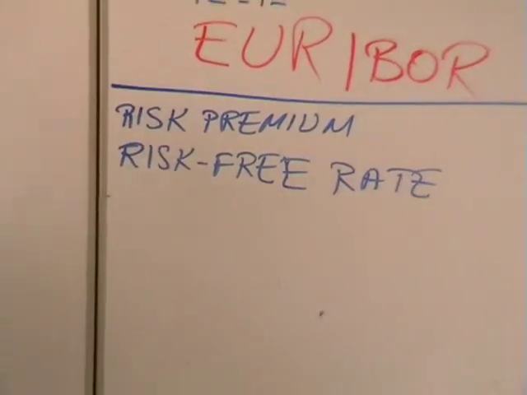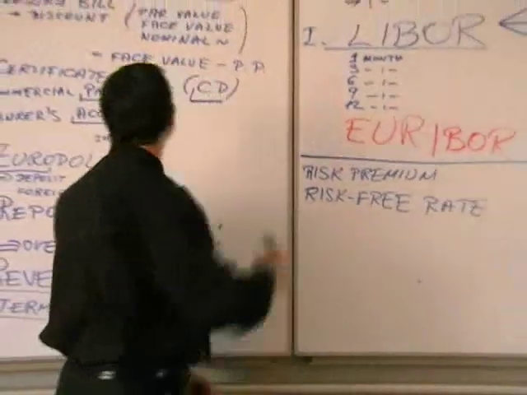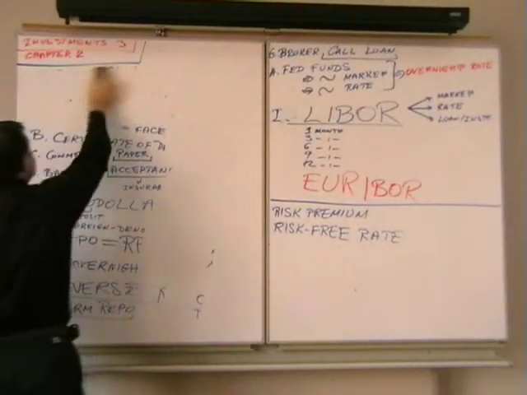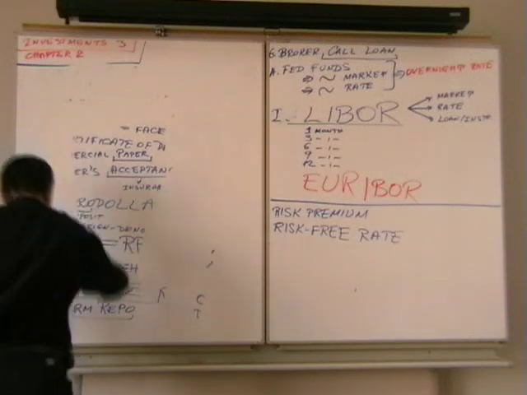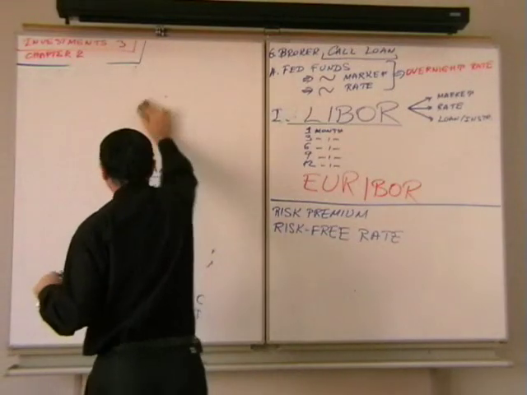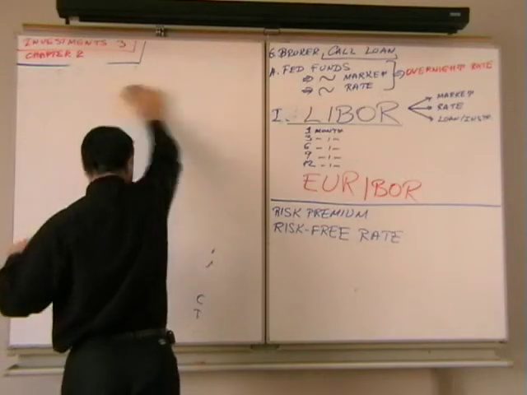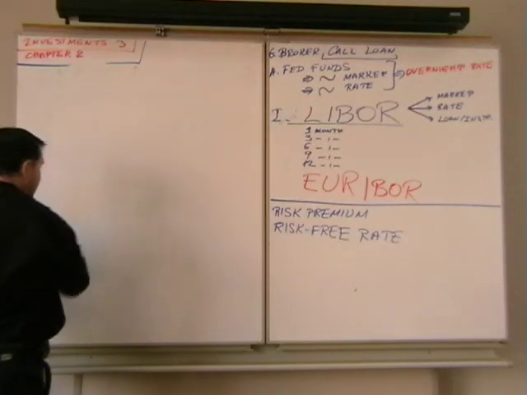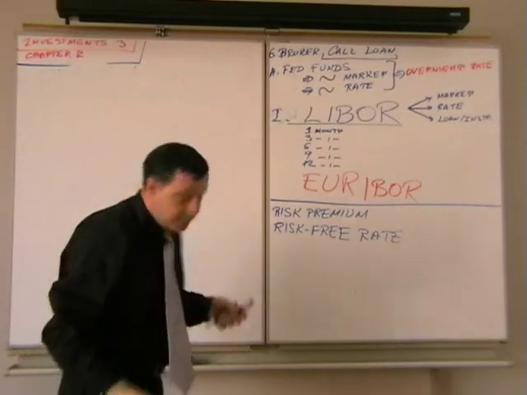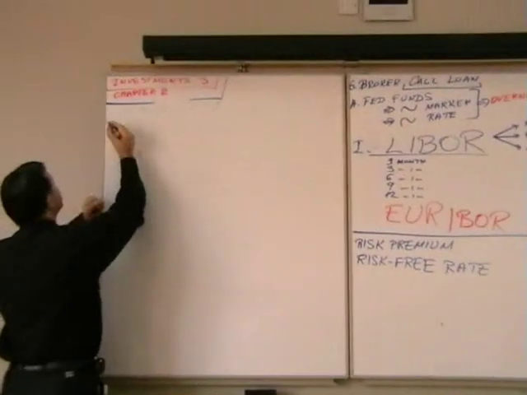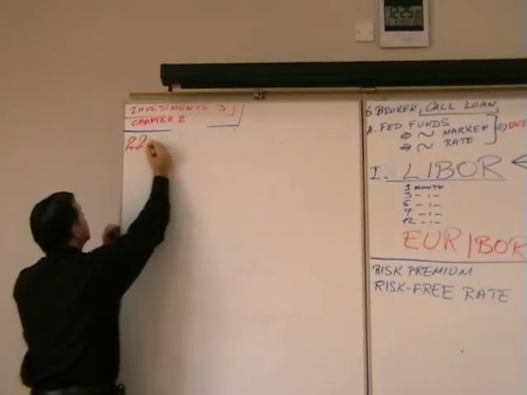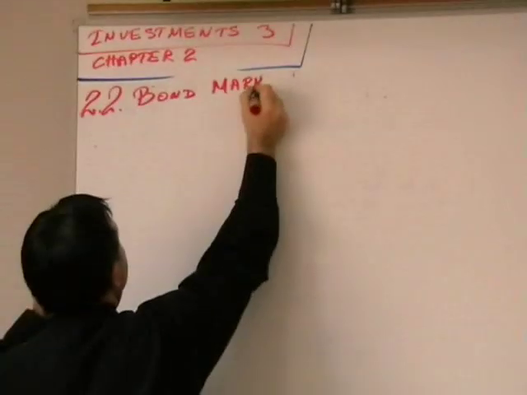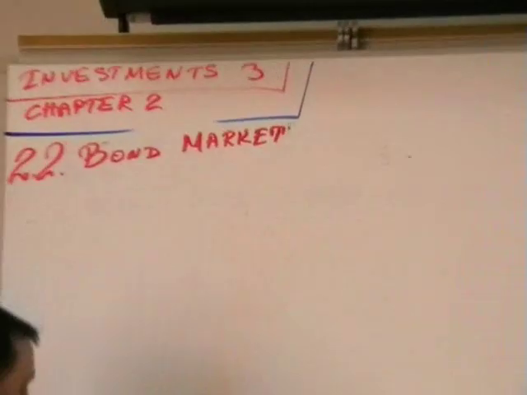Let's move on to section number two, the bond markets. So this all represented the money market. So far, all we did was cover about 10 different instruments with some related concepts. And now we do the bond market. Chapter 2, section 2, bond market.